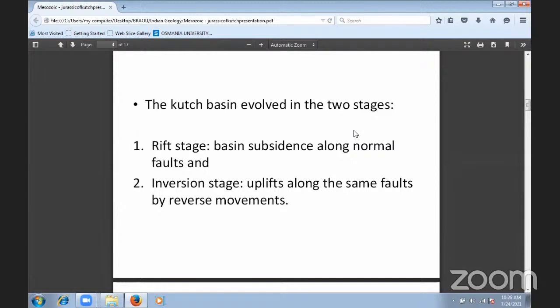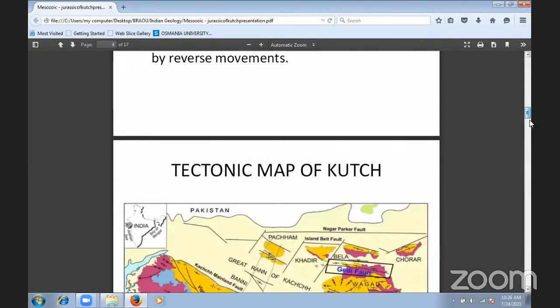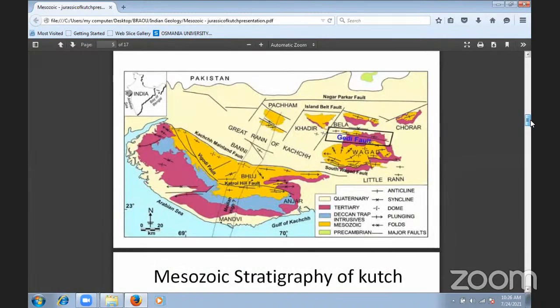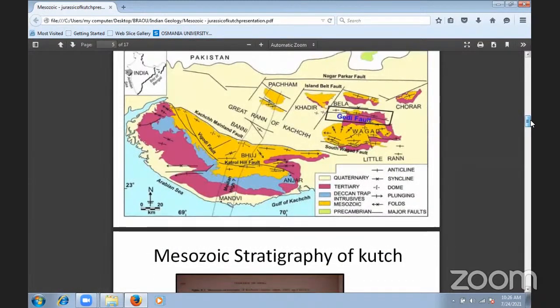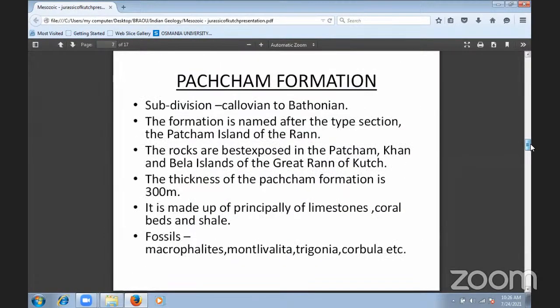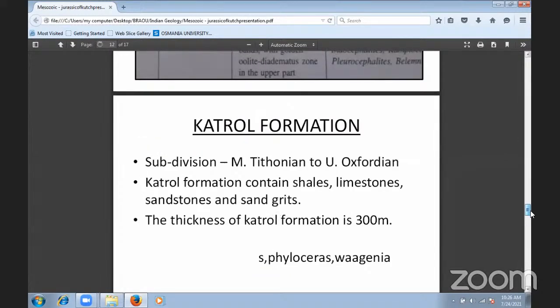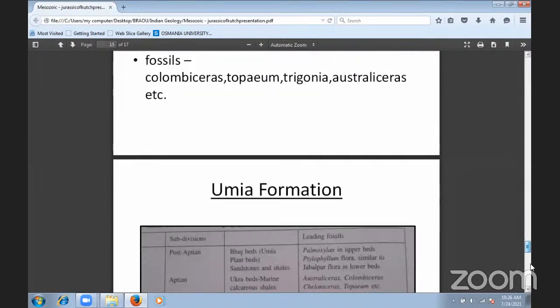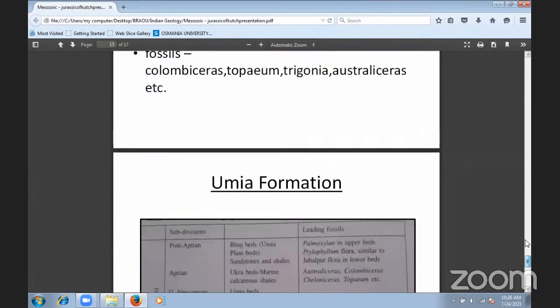And the next one is the Bhuj formation. In the Bhuj formation, it has Umia plant beds, and characteristic fossils are here: Ptilophyllum fossils. And there is an unconformity between Deccan traps and Umia beds. These are all we discussed, the Umia formations, and these are some references.